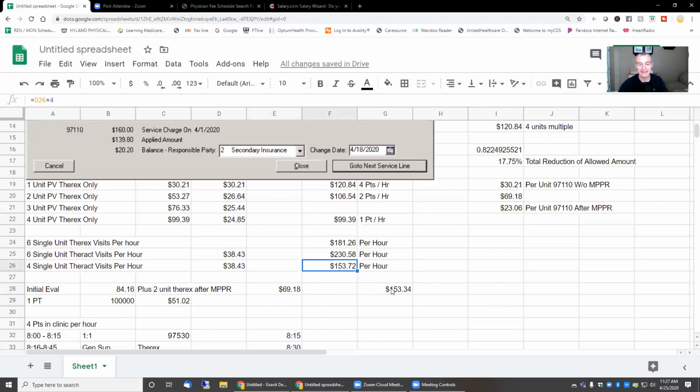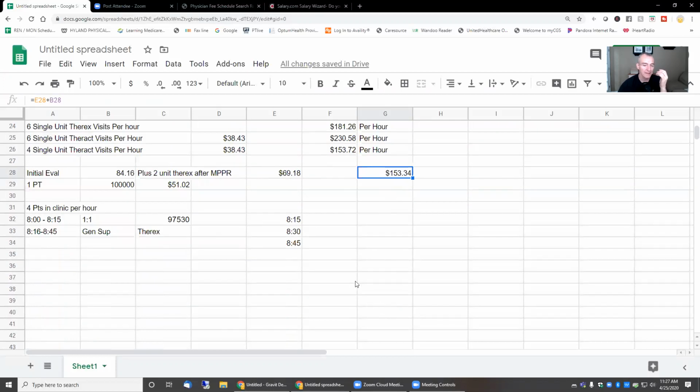So we are right on par with what we're doing when we're seeing 4 single unit sessions. So I'm going to still keep this on average for my single PT reimbursement, 153. That's awesome. That's right where we want to be. So again, if I've got a single PT generating $153 an hour at the low end, at the conservative end, right? What are we looking at?